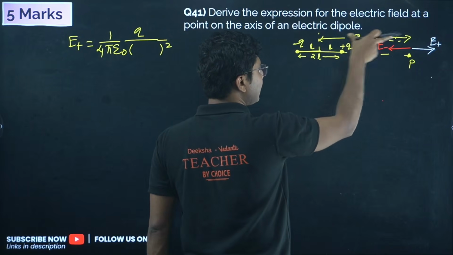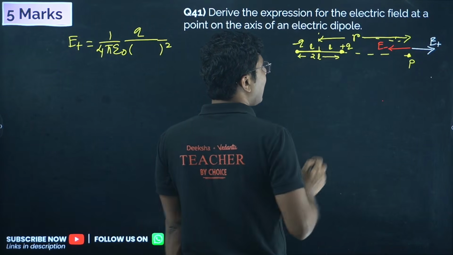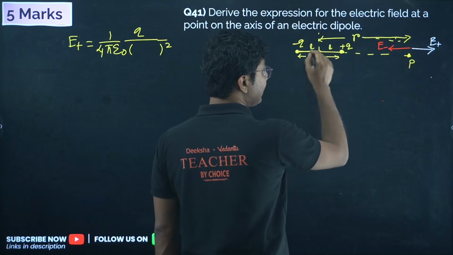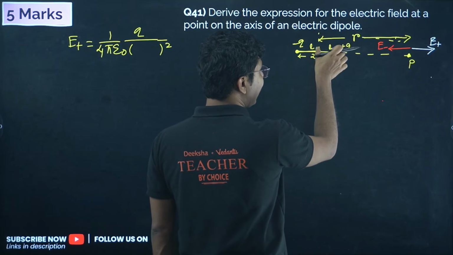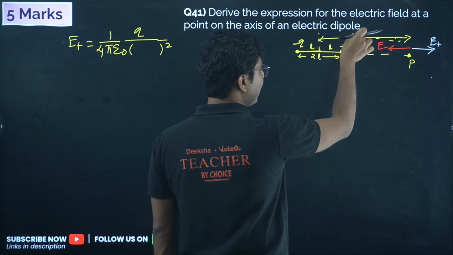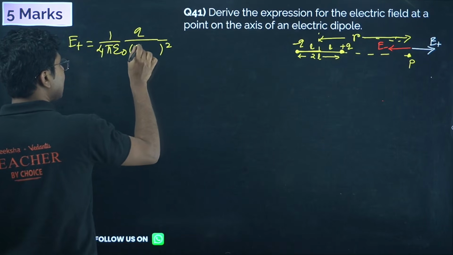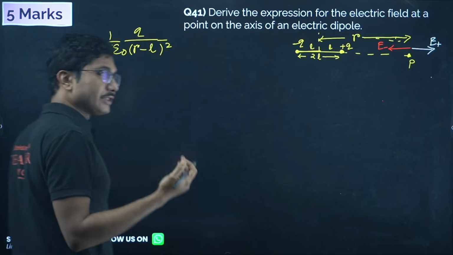If you see the distance from the midpoint, which is given as r, and the length of the dipole is given as 2l. So this is l, and if you subtract l from r, you get this distance. Do not make any other mess. This is the shortcut way, the easiest way to do that.